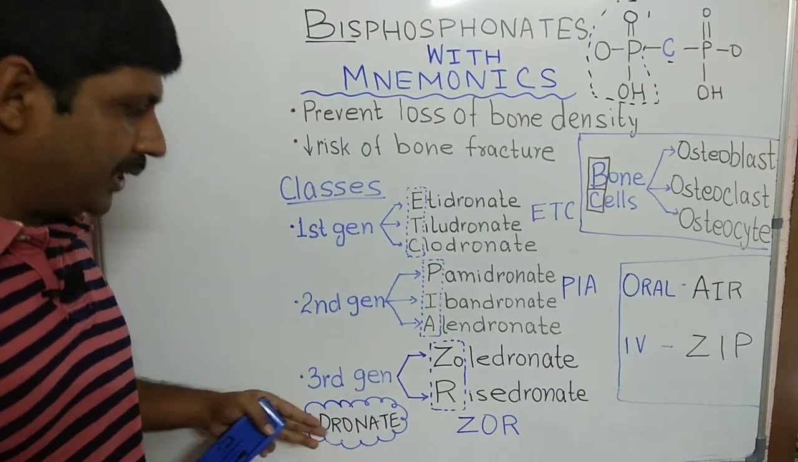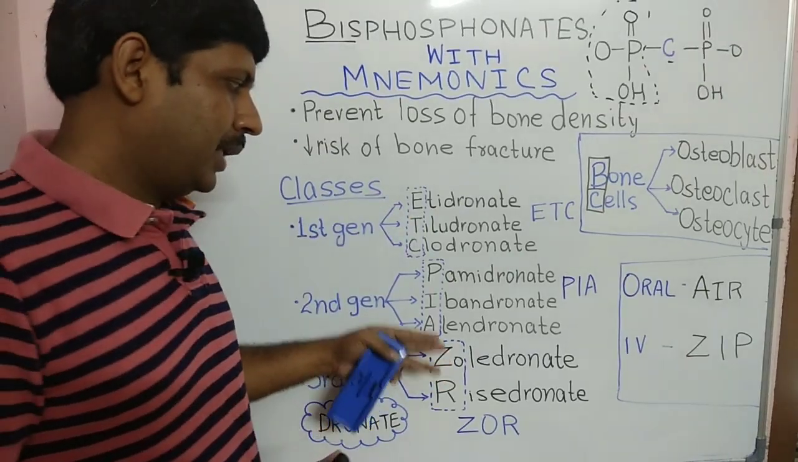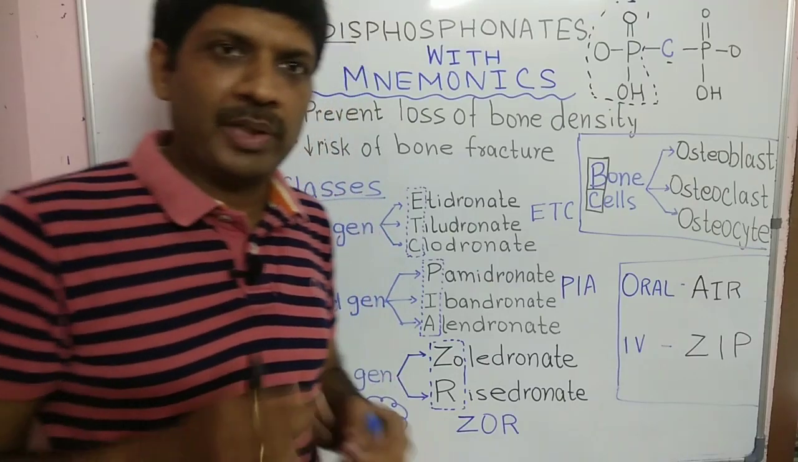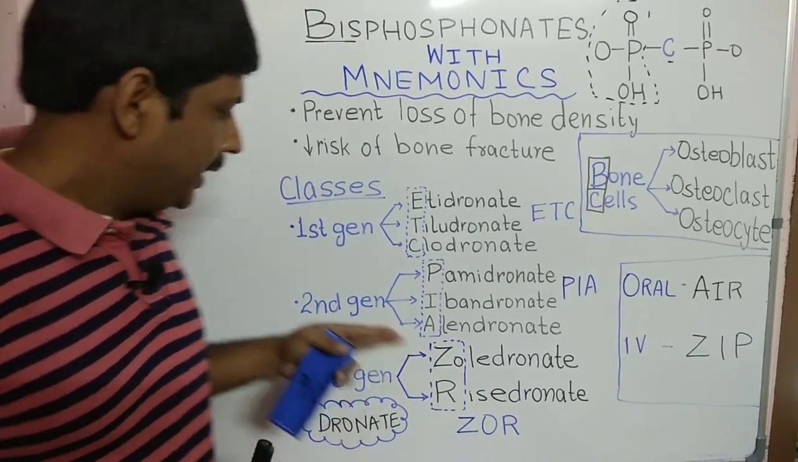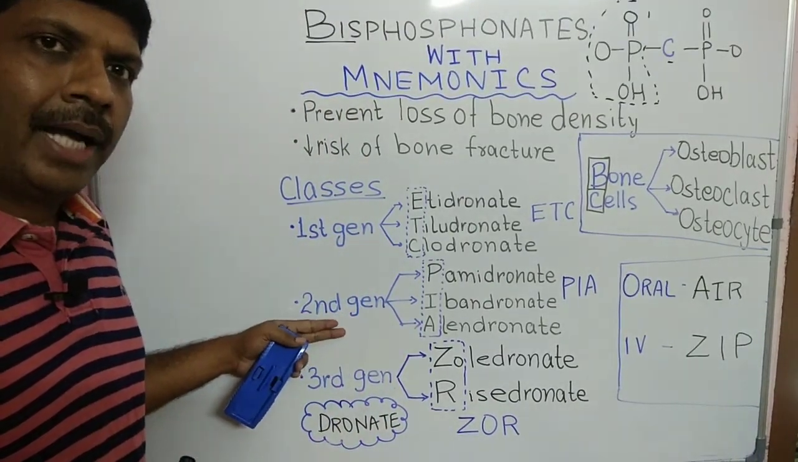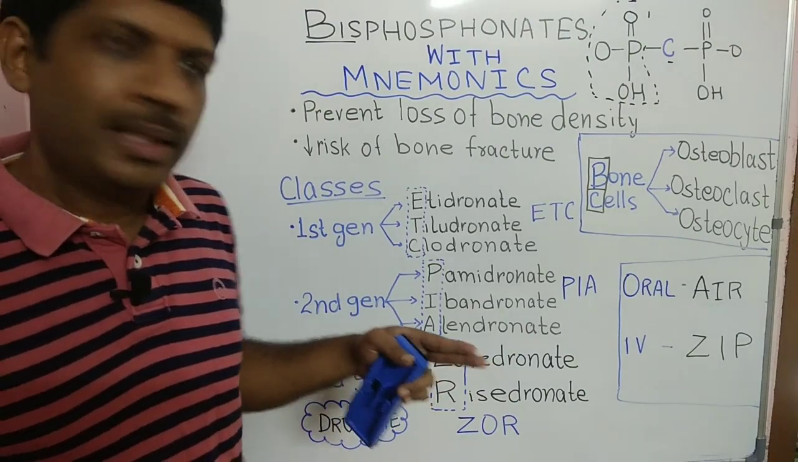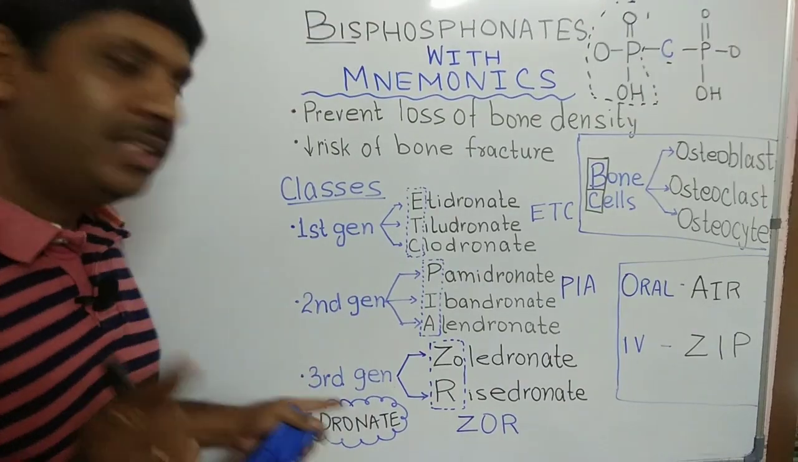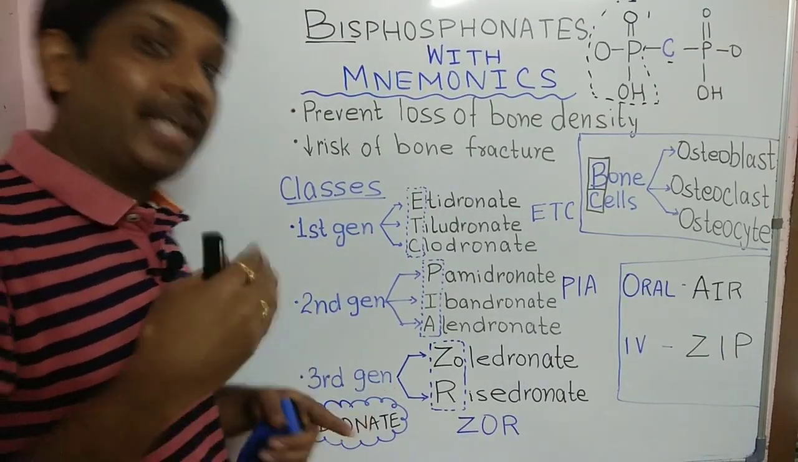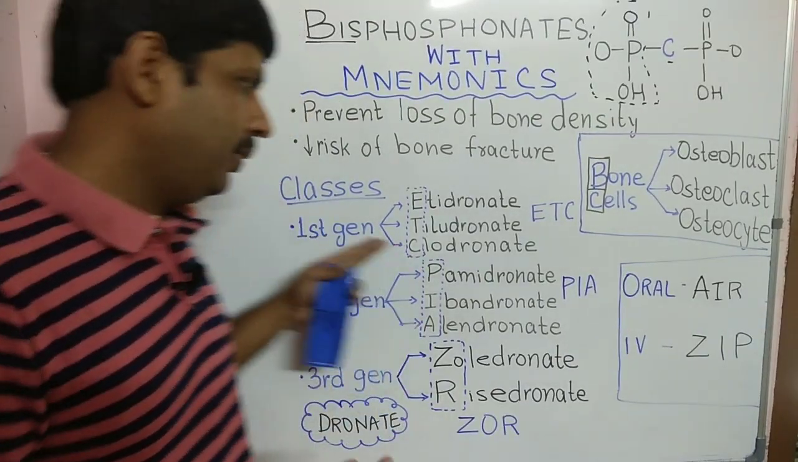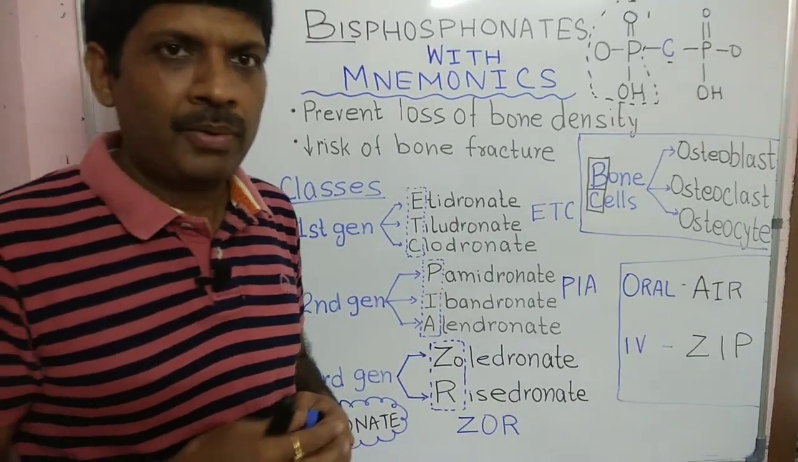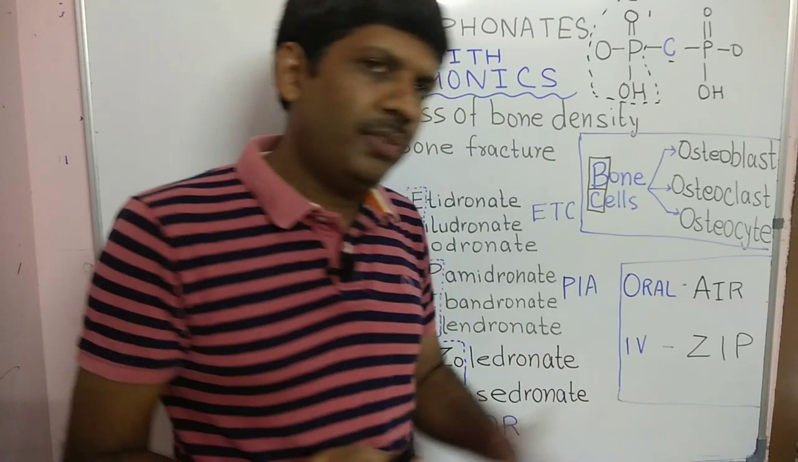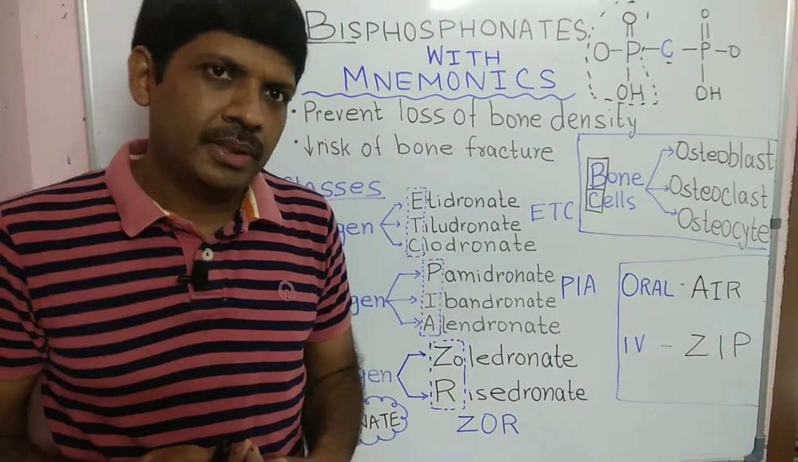The drugs under different generation groups differ by their potency, which means second generation drugs are about 100 times more potent than first generation, whereas third generation drugs are about 10,000 times more potent than first generation drugs.